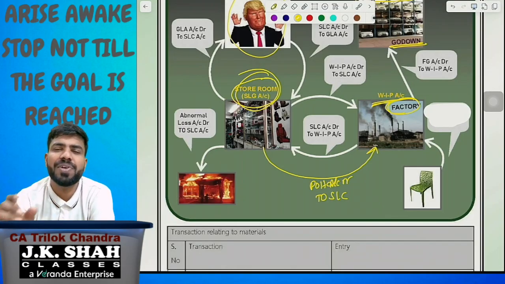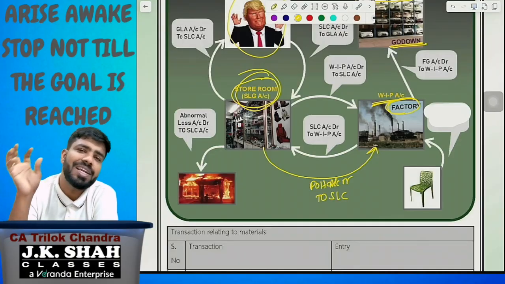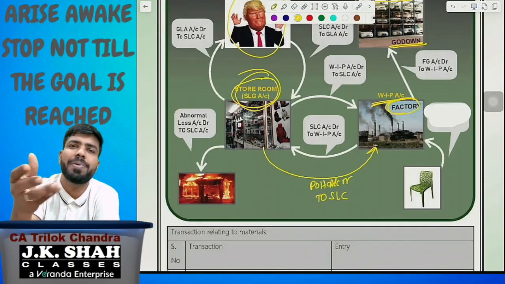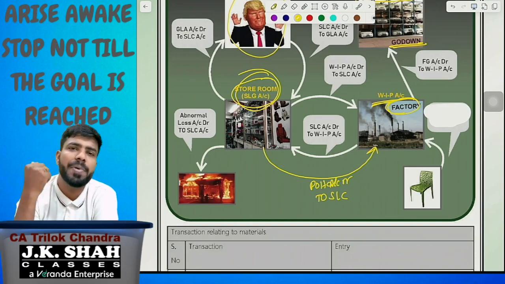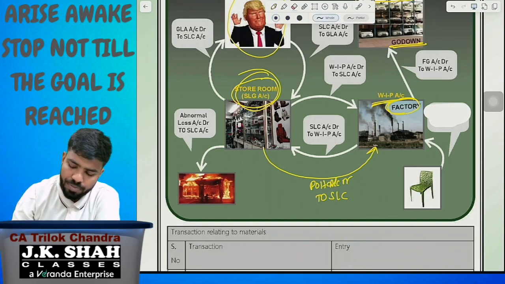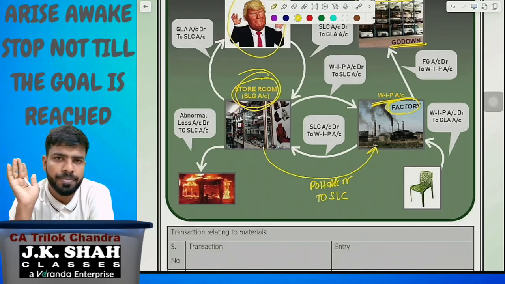When you purchase the material for the special job, a customer specific order, such material will directly go to the factory. It will not go to the storeroom. If it goes to the factory, which account to be debited? WIP account. WIP account debit to GLA account. These are the entries related to material. All of you clear about this?